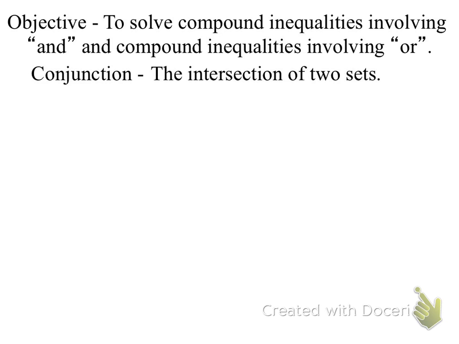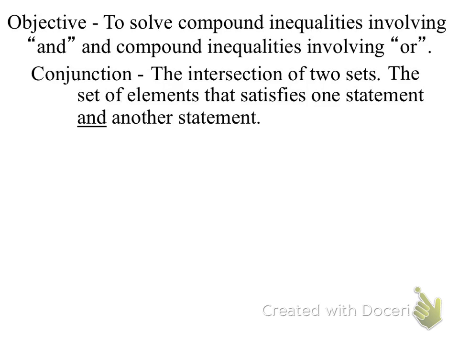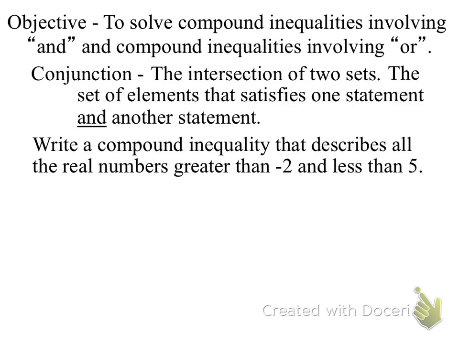It's very important that you know that a conjunction is an intersection. This is an "and" statement. So it's an intersection, this is the symbol we use, and you need to make sure that the "and" is attached to it. You might get something that looks like this. The word "and" implies that it is an intersection. So it says, write a compound inequality that describes all real numbers greater than -2 and less than 5.